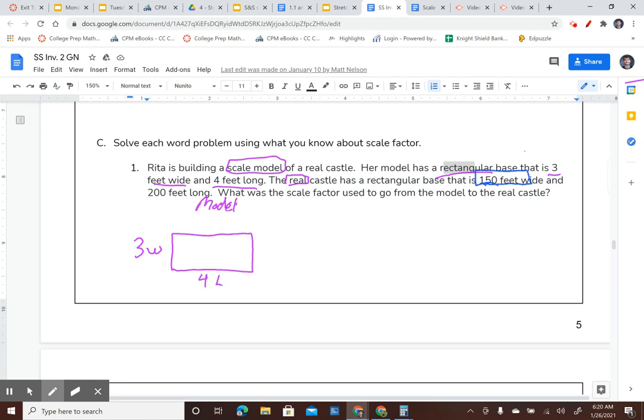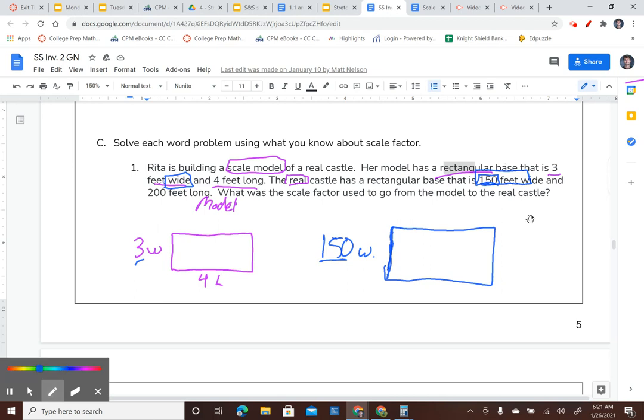150 feet wide. Okay, so I have to match up my width with my width when I draw my new actual drawing. I'm going to draw it bigger because obviously it's getting bigger. And that's the width. So here it's going to be 150 feet wide and 200 feet long. Notice I have my 3 for my width, and then I also have my 150 for my width. Okay, so they're in the same position. That's so important. And then we have our length matched up with our length.